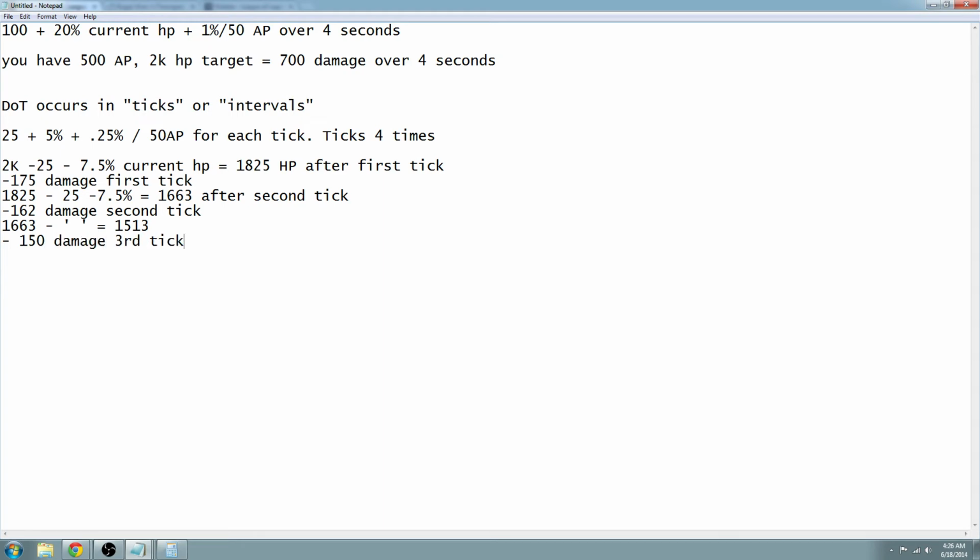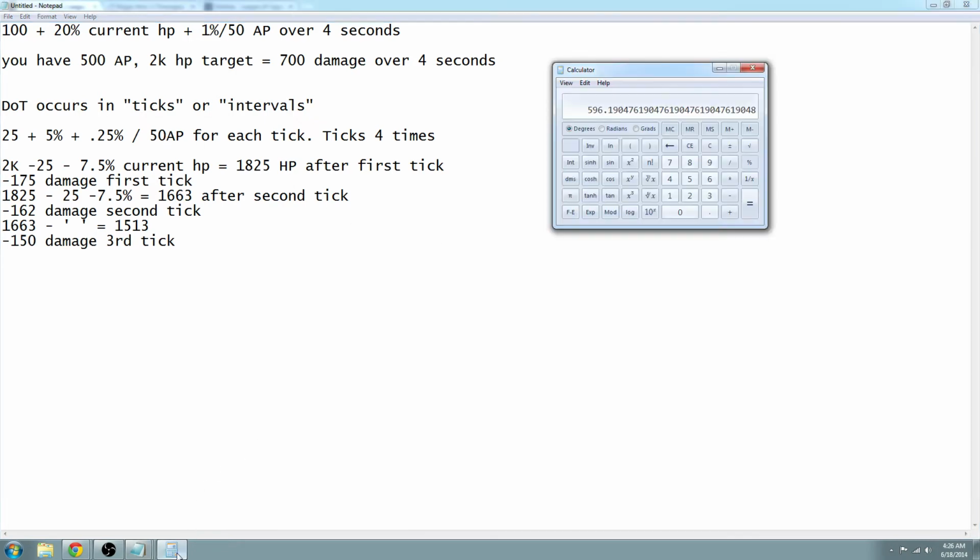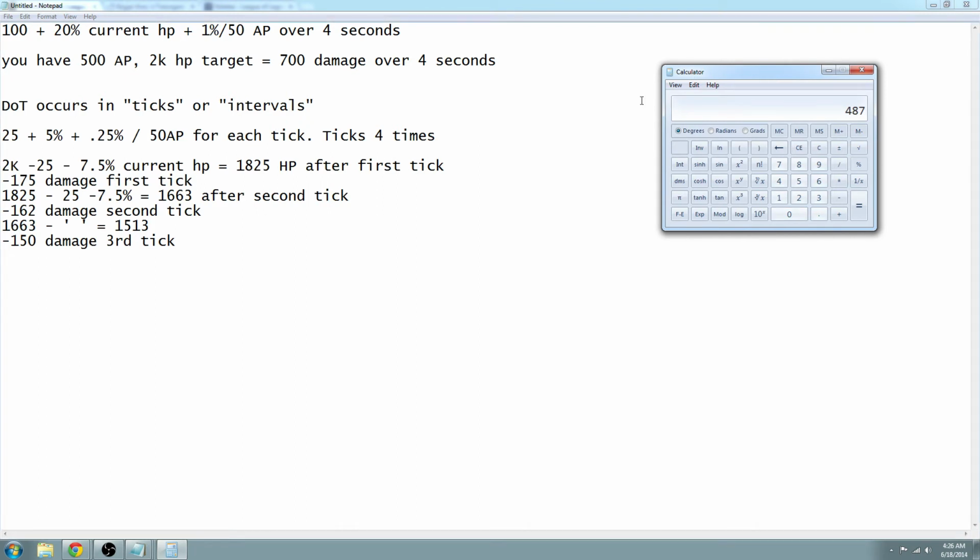Third tick. Okay, now stop right here and let's take a look. How much damage have we done total? Let's pull up a calculator here. Let's do 150 plus 162 plus 175. Over the first 3 ticks, you've done 487.